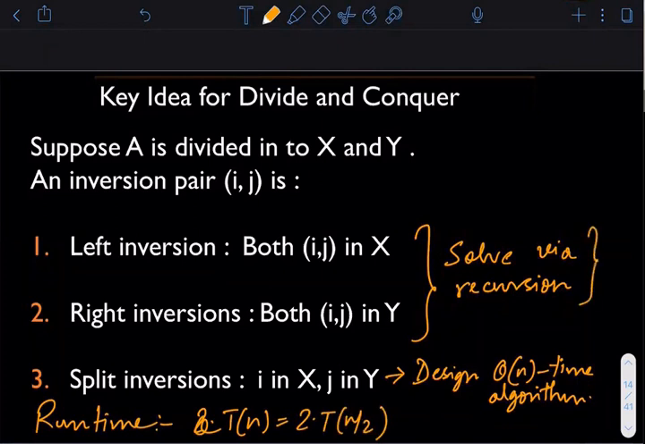And then if you are able to implement the counting of split inversions in the entire array, across x and y, in linear time, then all you need to do is add an order n here. Now if you apply the master theorem or any other method of your choice, you will realize that this gives you T(n) equals n log n. So that is why we are shooting for an n log n algorithm. That is our combine part. Okay, good.